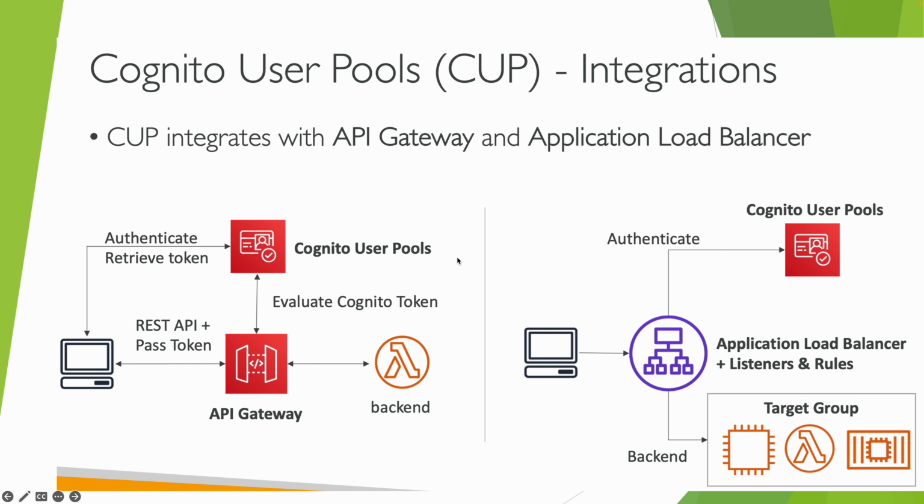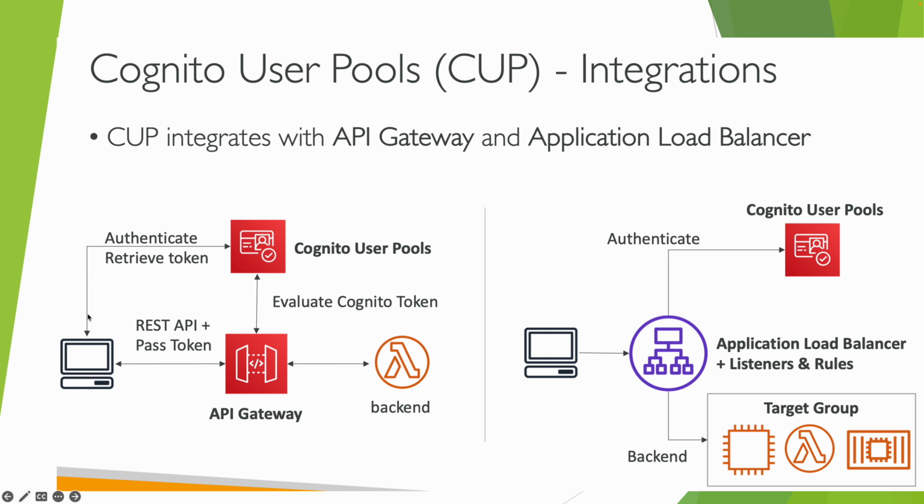We'll see how this CUP integration is done in AWS. For example, we can do CUP integration with API Gateway or application load balancer. Say we have a client system here. When the client does a REST API call, first we need to identify whether the user is authenticated or not. So then what it will do is connect to Cognito user pools, and this authentication is received.